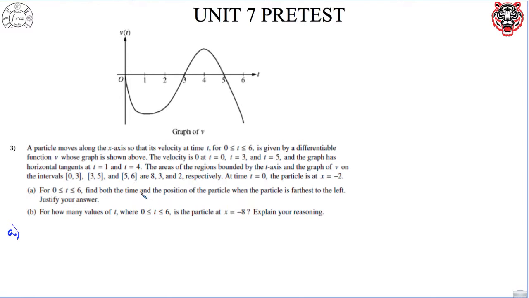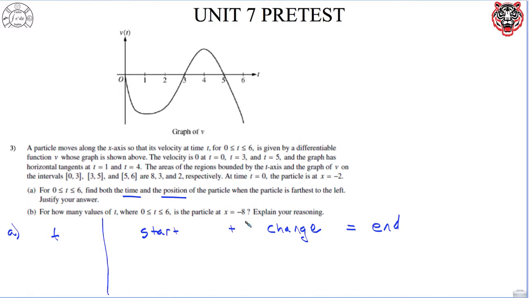So I need to find the time and position of the particle when it's farthest to the left. That means we're making a table. So I need t values. I need a start, and I'm going to add the change. And that's going to equal our end value.